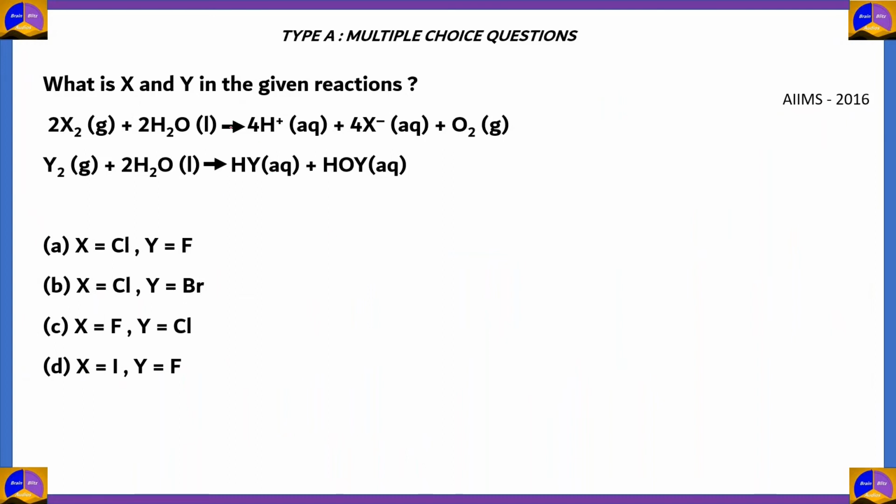Next question. What are X and Y in the given reactions? So we have 2X2 plus 2H2O gives you 4H plus 4X minus plus O2. And then we have Y2 plus 2H2O gives you HY plus HOY. So we need to find out which of these is the right one. When it comes to our options, we have chlorine, fluorine, bromine, and iodine. We need to find out which of these halogens is X and Y.